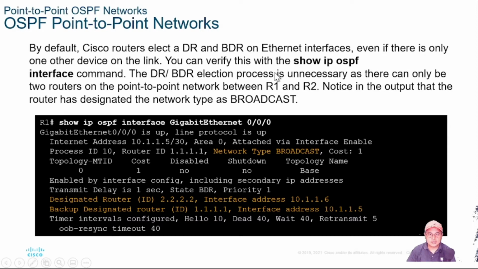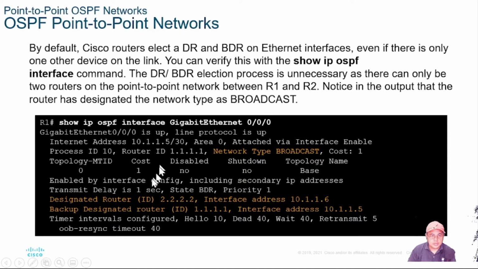The DR and BDR election process is unnecessary, as there can only be two routers in a point-to-point network. For example, between R1 and R2, there is no need for a DR and BDR because they only have two routers. So logically, it doesn't need a designated router and backup designated router. Notice in the output that the router has designated the network type as broadcast. We're going to show you this later. The network type is broadcast.